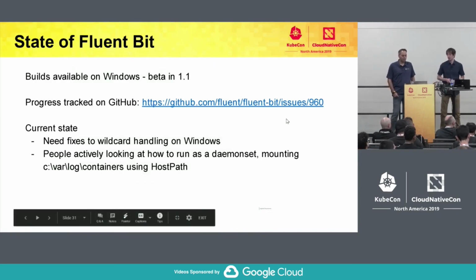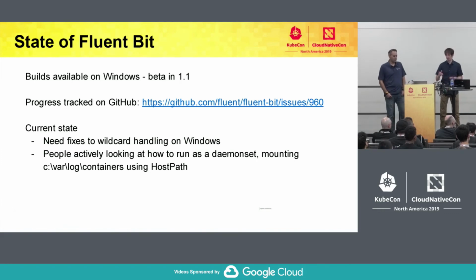Okay, so right now there's a track. FluentBit has been available as a beta on Windows since version 1.1, and there's actually a master issue that's tracking that progress. This is something that people are actively working on, and I'm sure there's room for more people to jump in and start experimenting with it as well. I know that Ben, one of the folks from SIG-Windows, has started looking at this too.